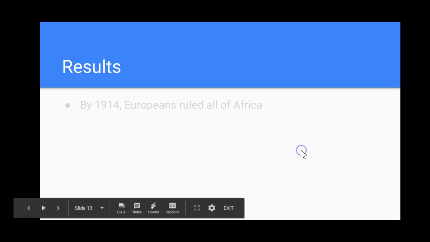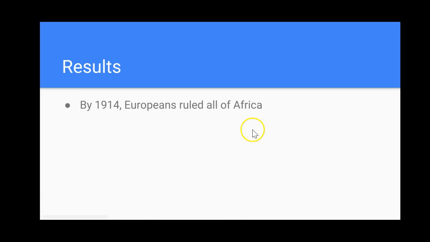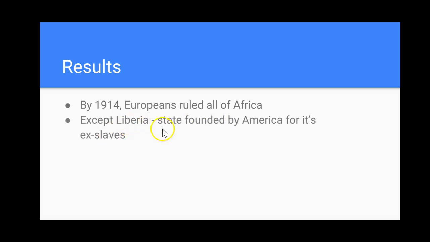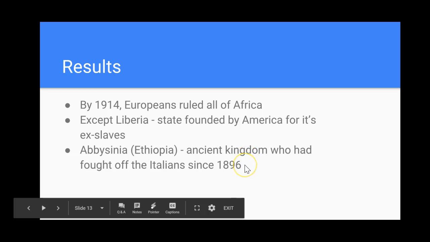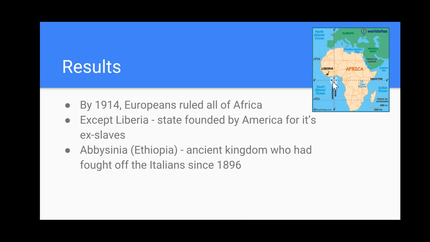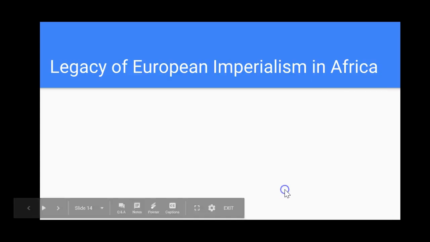Okay. Now we're getting to the end here. What are the results of imperialism in Africa? Well, by 1914, Europeans ruled all of Africa except for Liberia. And this was on the west coast of Africa, and it was actually founded by America for its ex-slaves. The other side of Africa, on the east side, Abyssinia, or today it's known as Ethiopia, this was an ancient kingdom who had fought off the Italians since 1896. So I'm sharing these with you because this says that by 1914, Europeans ruled all of Africa except Liberia and Ethiopia. Okay, so there's that tiny, tiny country of Liberia who has had its share of modern troubles. And here is Ethiopia on the eastern side.